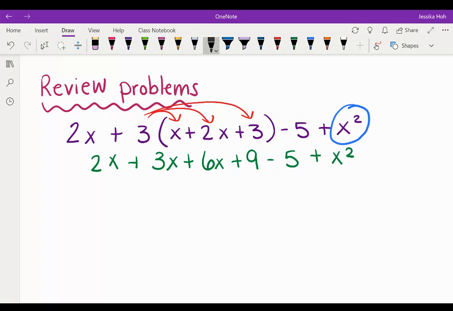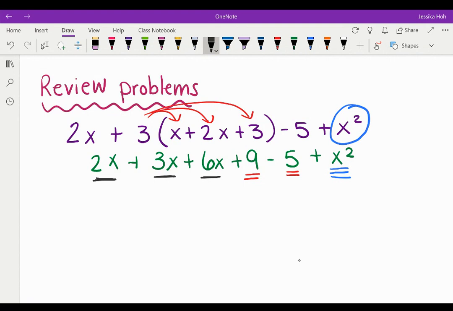All right, I can add like terms, anything that they look alike. So these have x's. These are just numbers. And this one actually has an exponent. So you cannot add that to anything else.